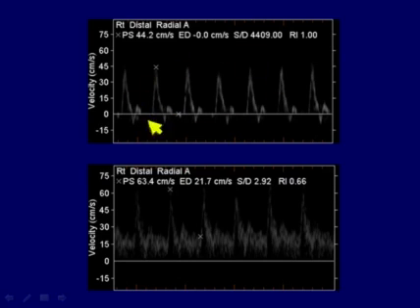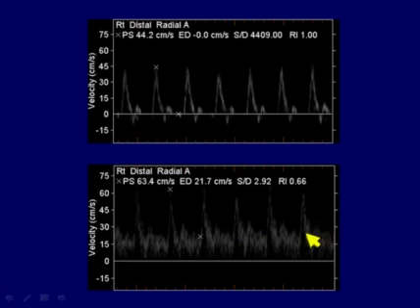So here we have a normal high resistance distal radial artery, but down here we have a little bit different pattern. Although we have a nice sharp upstroke and narrow peak, we see extensive diastolic flow through here. And this diastolic flow is indicating to us that this was a high resistance bed, and now it's become a low resistance bed due to all this blood flow through diastole.